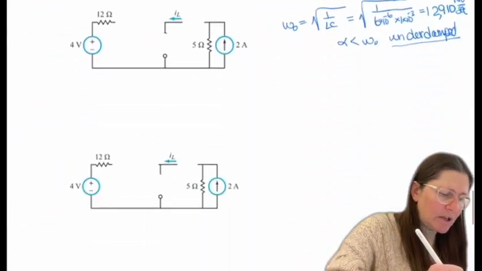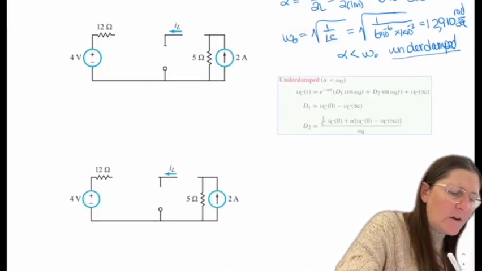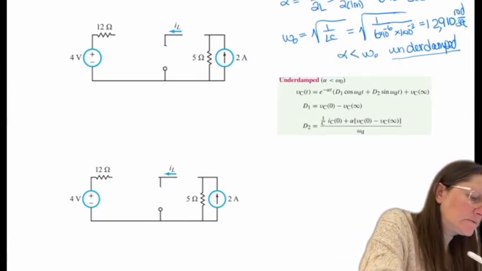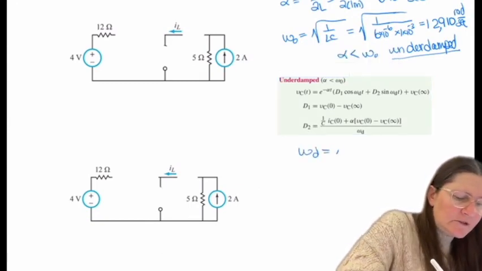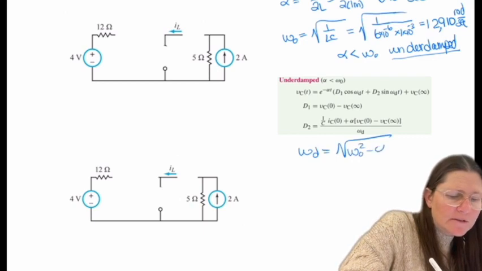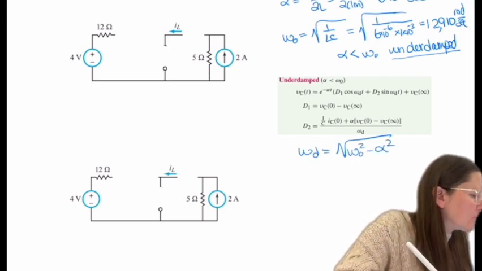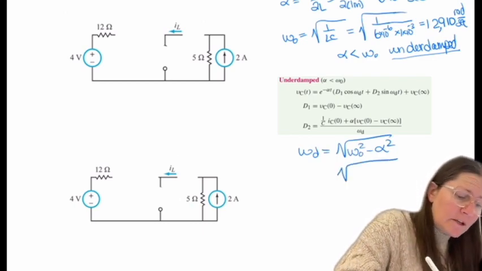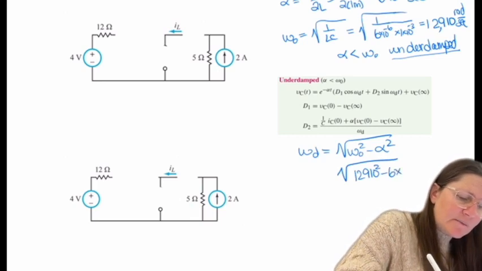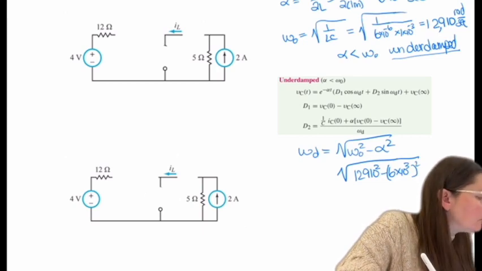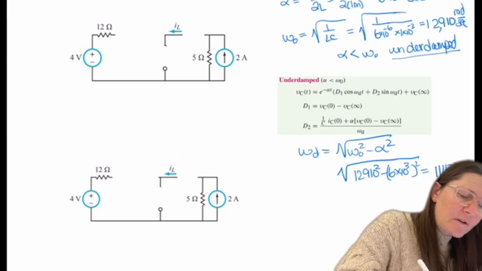And then we also need omega D, which is the square root of omega naught squared minus alpha squared. So I'll just start with that one since I'm here. So this is 12,910 squared minus 6 times 10 to the 3 squared. And that gives 11,431 radians per second.